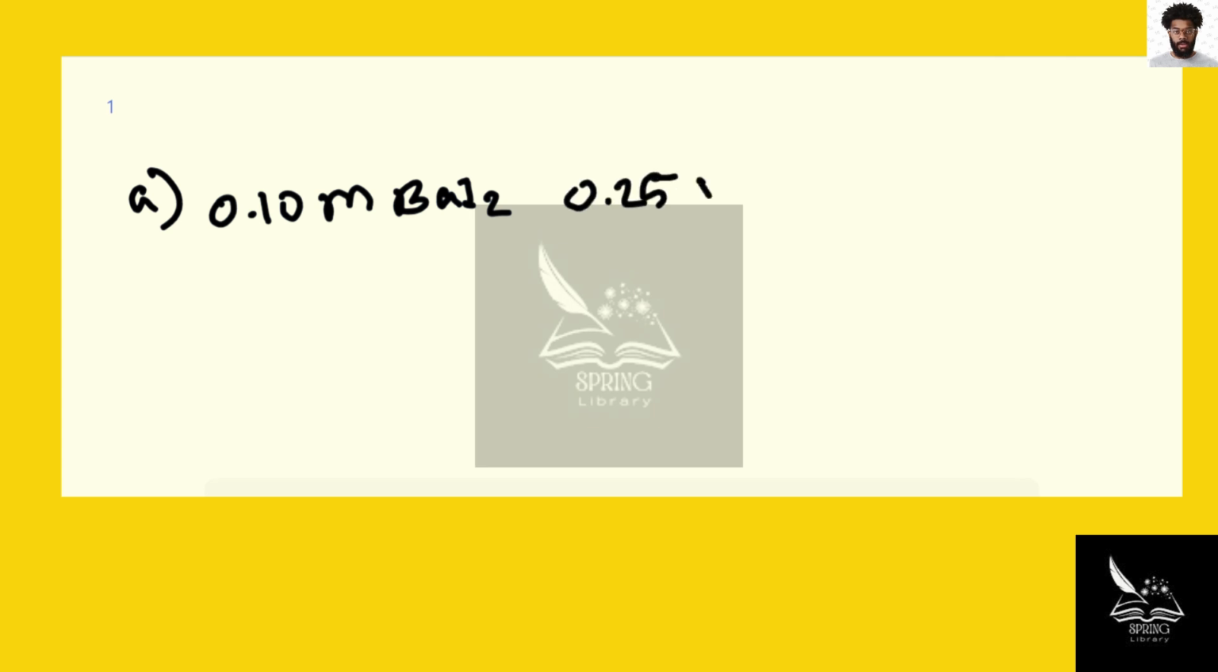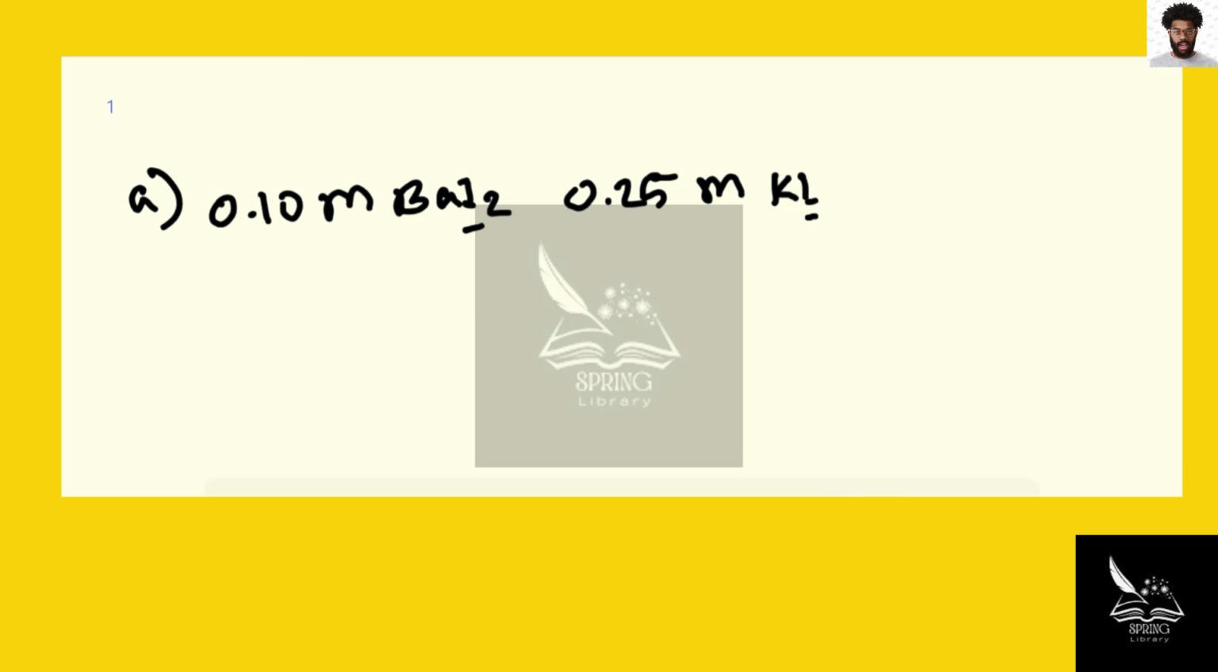All right. So in the first part of this problem, we have two iodide compounds. The first one is 0.1 molar barium iodide, and another one is 0.25 molar KI. So we have to say in which one we have a higher concentration of iodide ions.